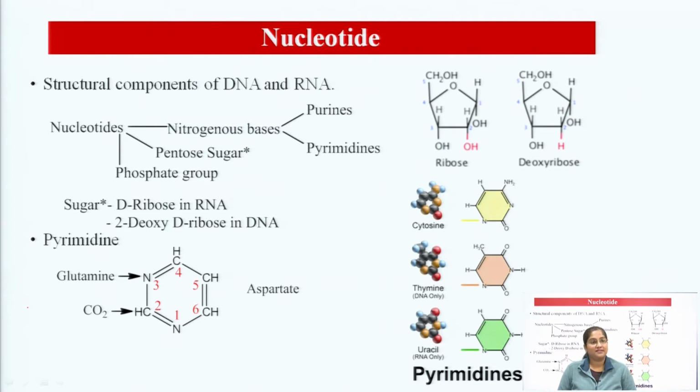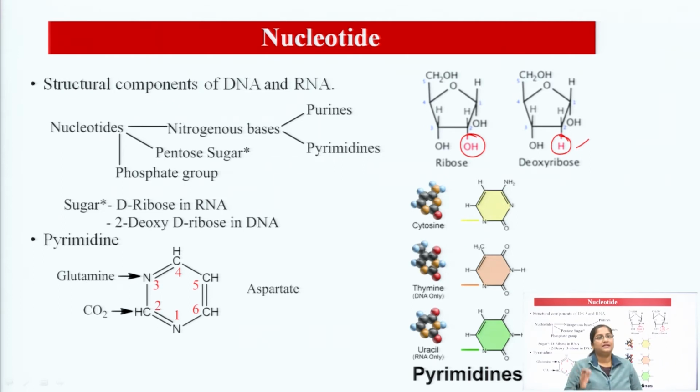Now, we have already discussed the sugars that are present in DNA and RNA. In DNA there is a deoxyribose sugar and in RNA there is ribose sugar. So, what is the difference between deoxyribose and ribose sugar? You can see in ribose sugar, at the second carbon, there is an OH group, whereas in deoxyribose, as the name suggests, there is less oxygen present in the sugar moiety; on the second position there is only one hydrogen atom.